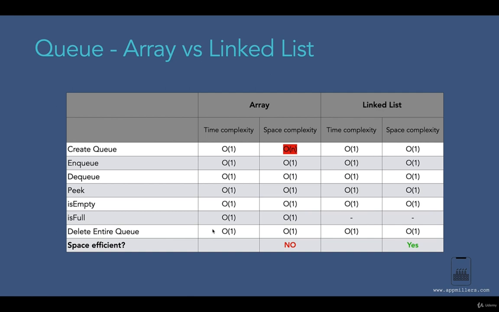Now when it comes to space complexity, we have differences over here, because when we are creating a queue using array, first we have to instantiate the array in the memory. Now we know that when we are creating an array in case of Java, we have to set the array size. So this creates a number of contiguous cells in the memory. So this takes space in the memory. So it's allocating n number of contiguous cells in the memory. So that's why the space complexity in this case is O(n).